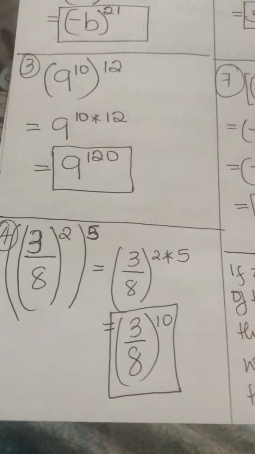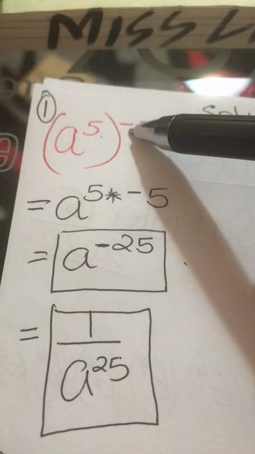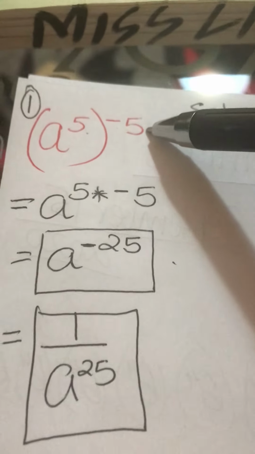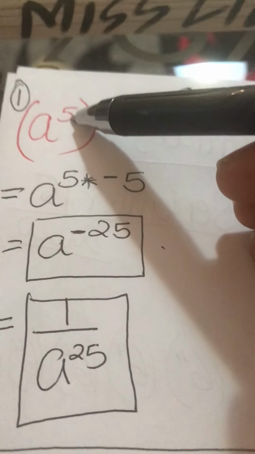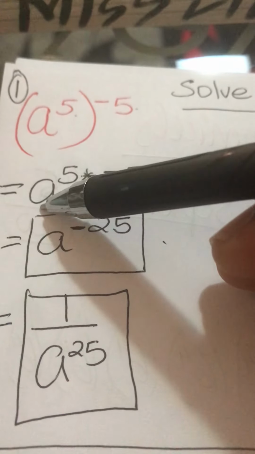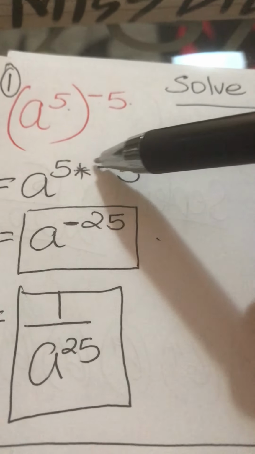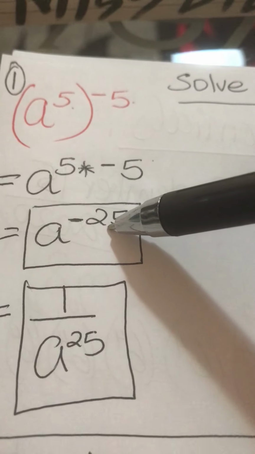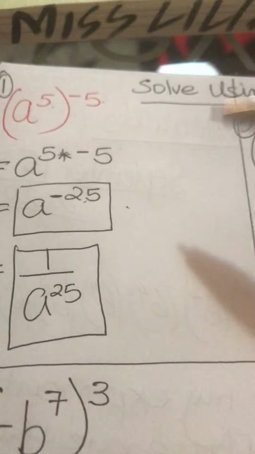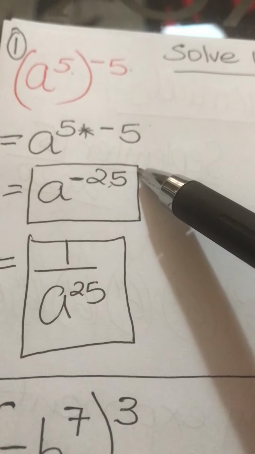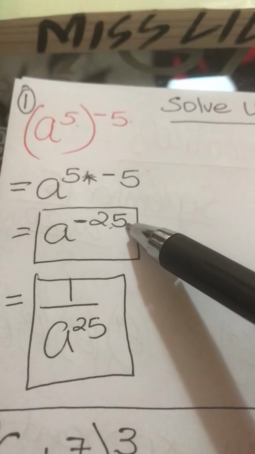So now let's look at different examples. I have explained 8 different examples, so we're going to do them one by one. So this is a to the 5th power raised to the negative 5th power. Okay? What did we say? We're going to multiply our exponents. So I will write my base and then multiply the exponent. 5 times negative 5 is negative 25. Okay? So my answer is a raised to the negative 25th power.